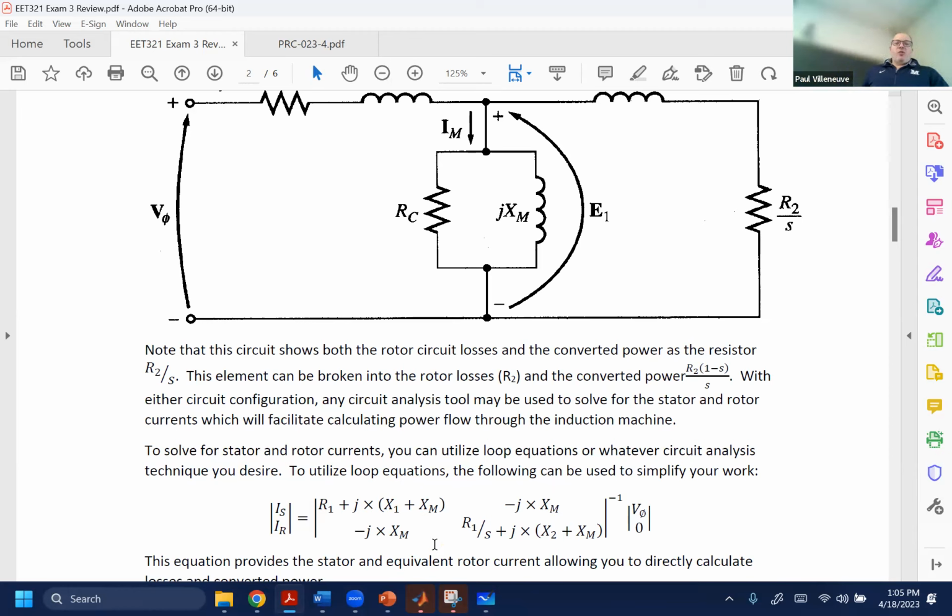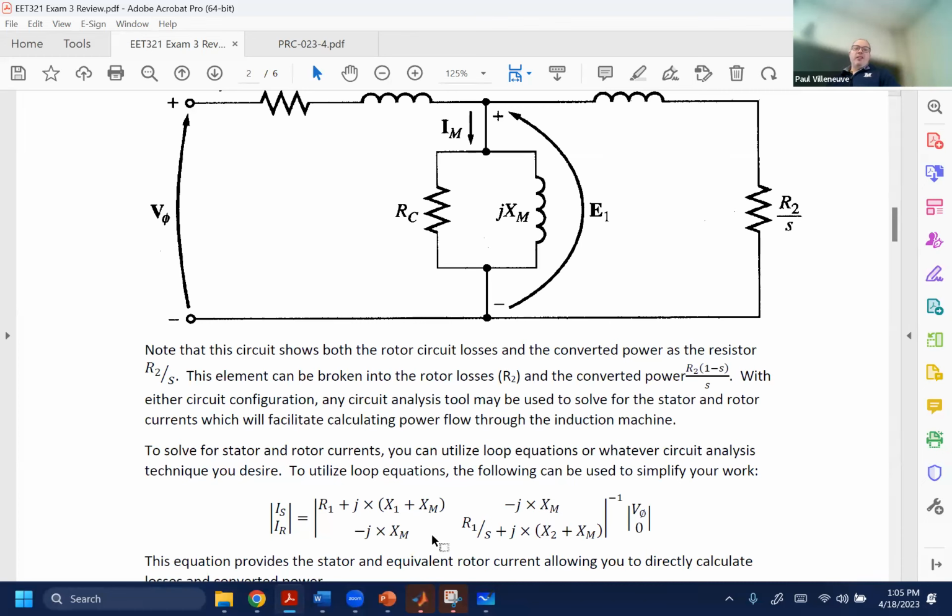I did this showing you how I would apply KVL to do loop equations. You're not required to do it this way, whatever you're more comfortable with. You may want to write down the Thevenin equivalent equations, because if I ask you for max torque, if you have those equations, it's all set for you.